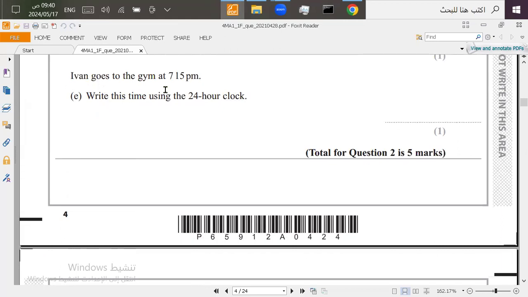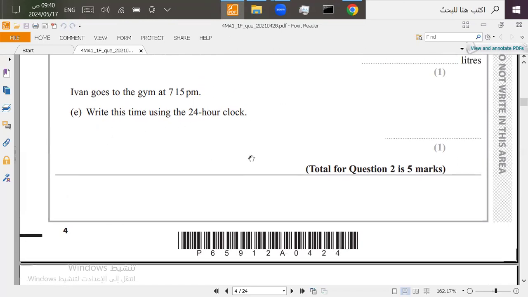Ivan goes to the gym at 7:15. Write this time using the 24-hour clock system. Now, when you turn time into a 24-hour system, if it's in PM, you just add 12 to it. If it's in AM, you just add a zero before it. Or if it's like 12, you don't add anything, but you add a zero like this. So, for example, this one is 02:15.